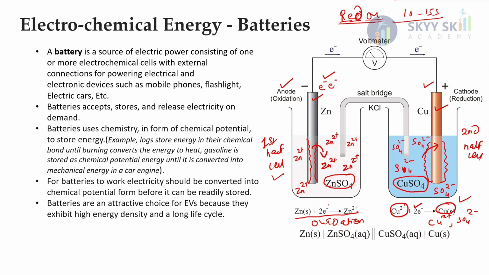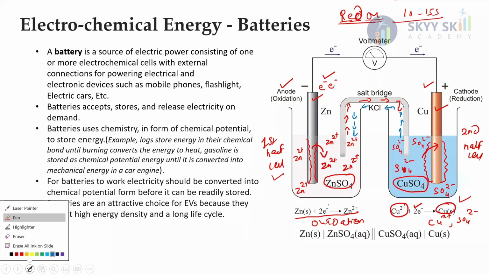Hence, we use a salt bridge. Through this salt bridge, the excessive zinc ions will start moving towards the sulfate ions, and the excessive sulfate ions will start moving towards the zinc ions.